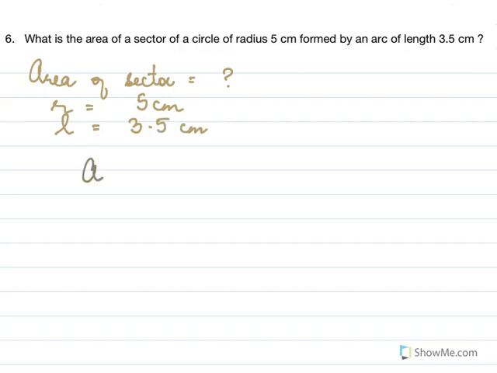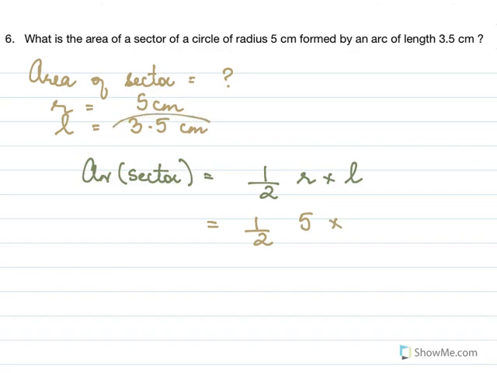We know area of sector equal to half into radius into length of the arc. Now we put the values. This is half. R we know is 5 and L we know is 3.5. If you work this, your answer is 8.75 centimeter square.